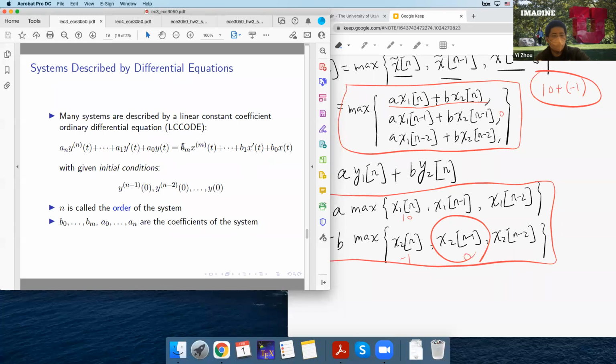So this equation characterizes a relation between input and output and their derivatives. Given these initial conditions, later we will develop Fourier transform and other transform techniques to solve these equations. But in general, this kind of system is a very important type of linear and time invariant system. You can follow the definition and check that these types of systems are LTI systems. In particular, we call the highest order n the order of the system. And these coefficients a0 to an, and b, are the coefficients of the system.